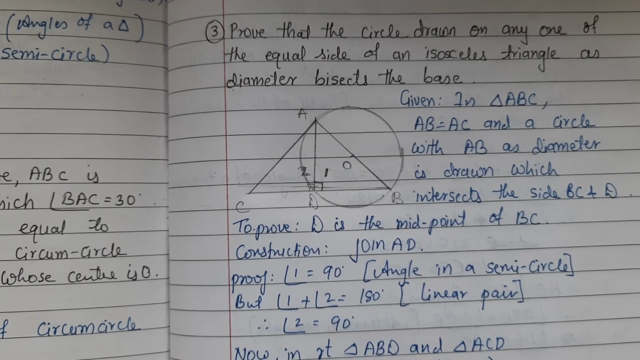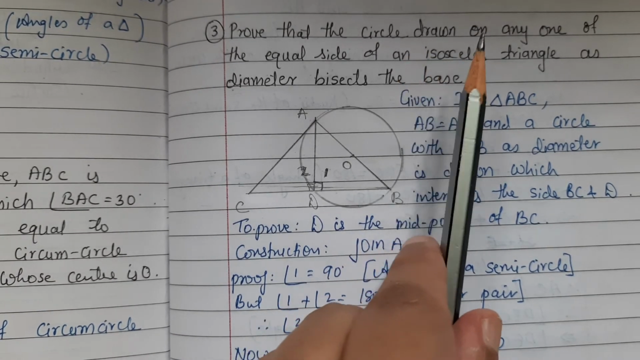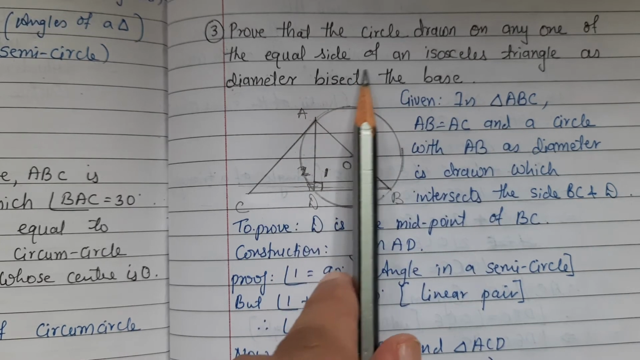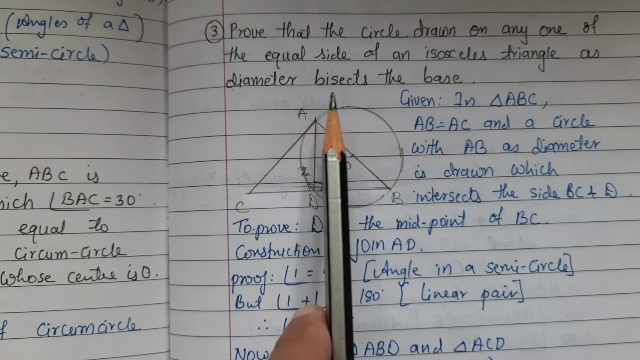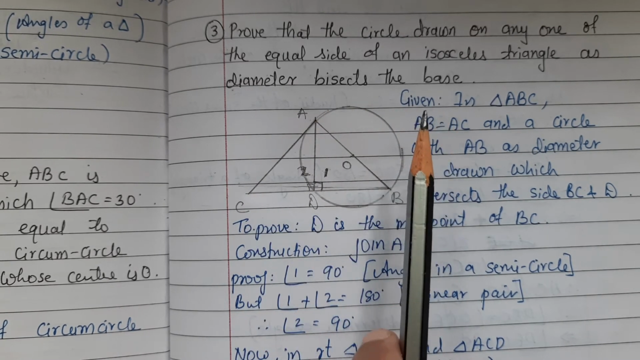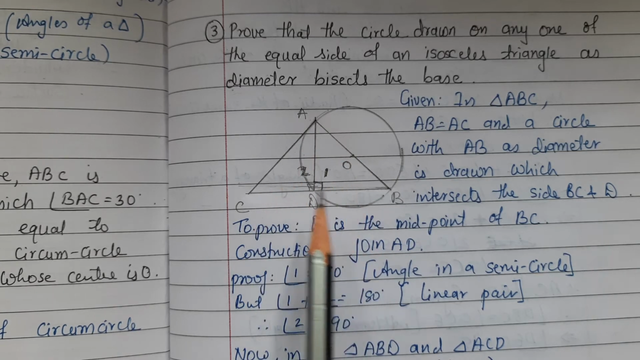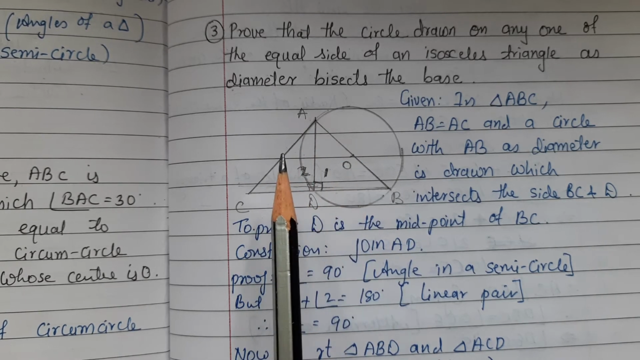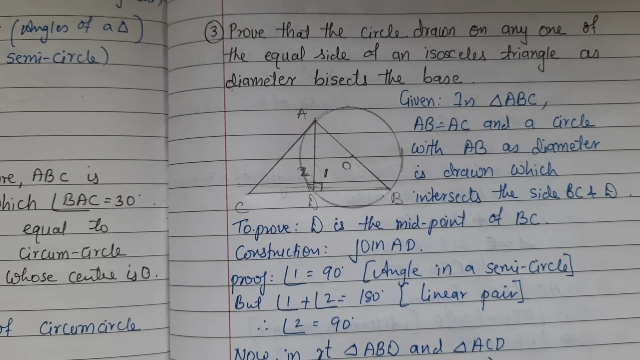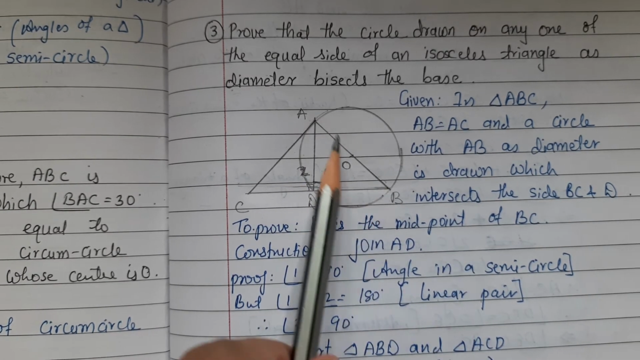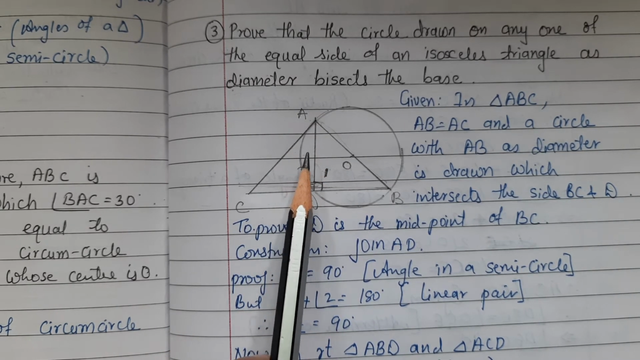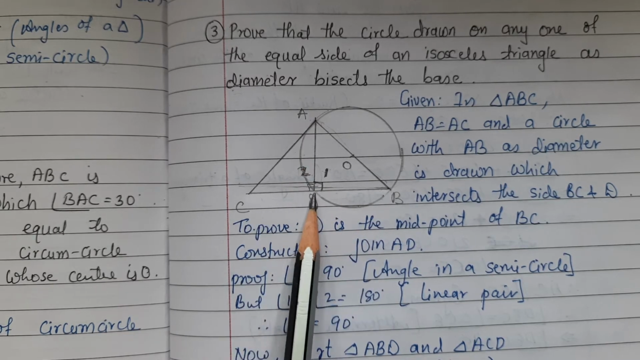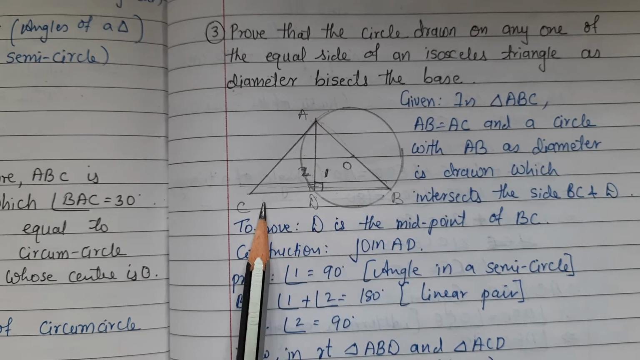Sum number 3. Prove that the circle drawn on any one of the equal sides of an isosceles triangle as diameter bisects the base. Given triangle ABC such that AB is equal to AC, and with AB as a diameter, a circle is drawn which intersects side BC at D. Prove D is the midpoint of BC.